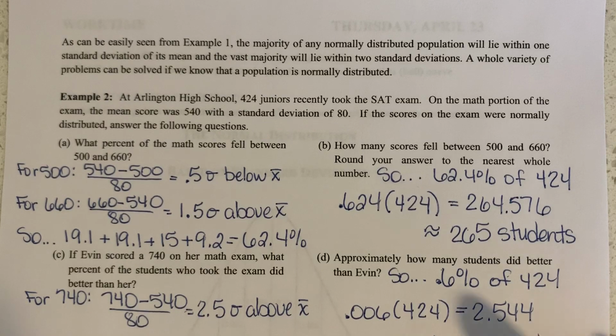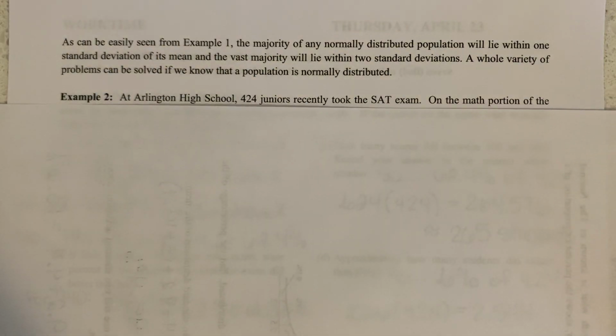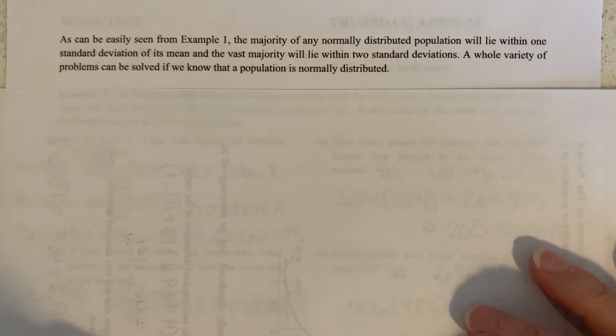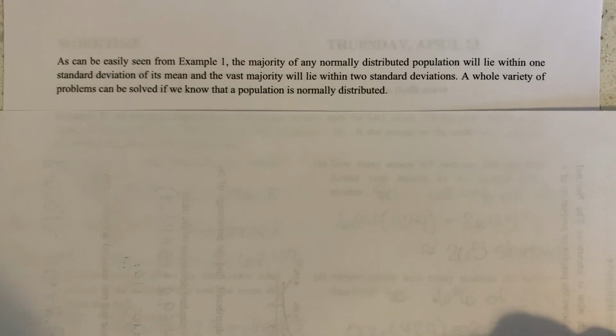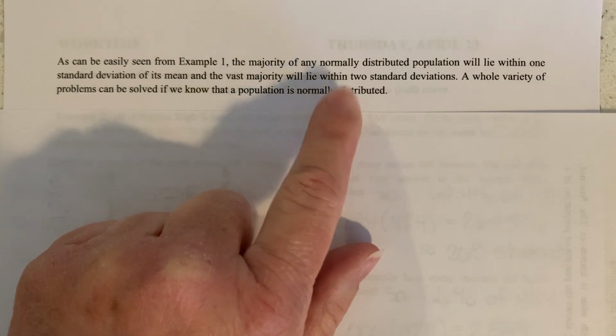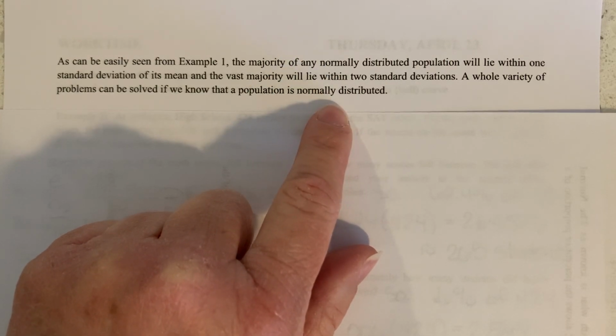Example number 2. Let's cover some of this up because it gets really busy. So it says, as you can see from example 1, the majority of any normally distributed population will lie within 1 standard deviation of its mean, and the vast majority will fall within 2. A whole variety of problems can be solved if we know that a population is normally distributed. So you have to know that it is before you can apply anything from that graph we just looked at.